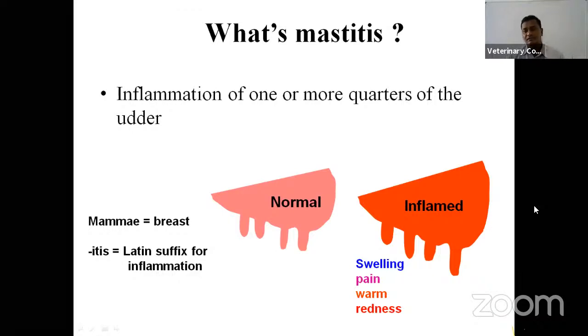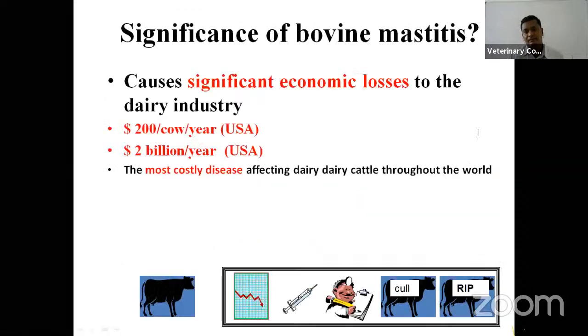So, mastitis, you know that. Mastitis is inflammation of the udder. And you know that each quarter of the cow's udder is independent, they are not connected. That is why a cow can suffer from one quarter mastitis, two quarter mastitis, three quarter mastitis, or all four quarter mastitis, which is inflammation of the udder.